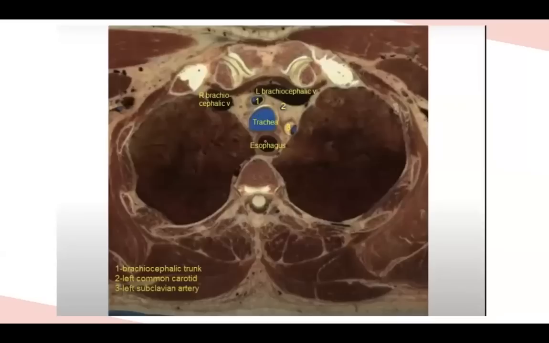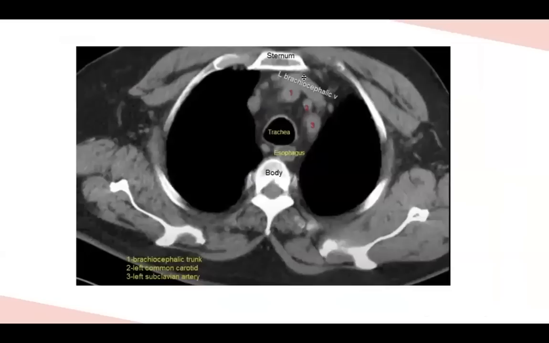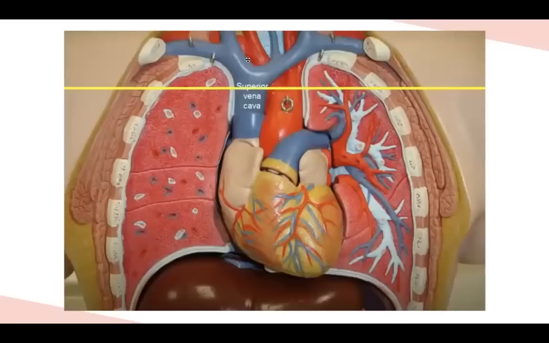Yes. Okay. And this is the same image, just showing you a radiographic image instead of a cross section. We can see again the trachea, esophagus, the three main branches, left brachiocephalic and right brachiocephalic vein. Okay. Now the next section, we were above initially, which is at level T3, and now we're going a lot lower. We're going to be seeing the superior vena cava, and we're going to see the arch of aorta.